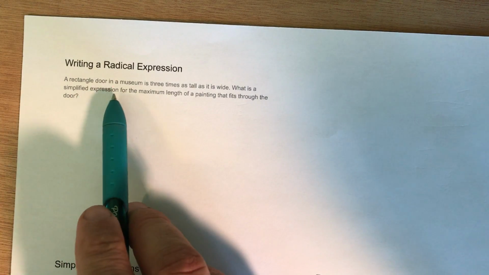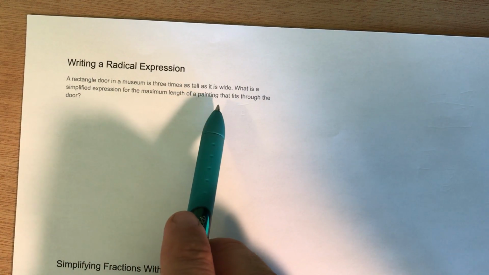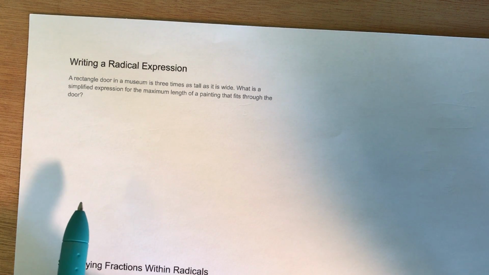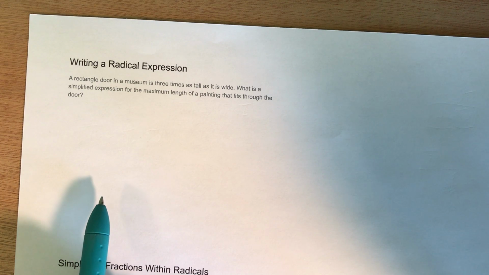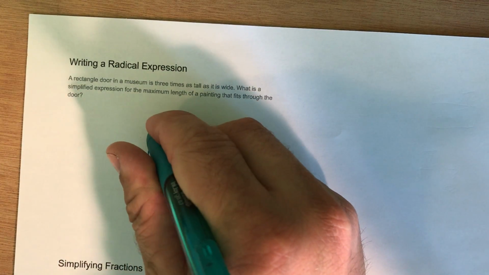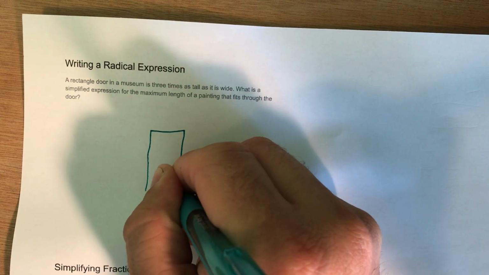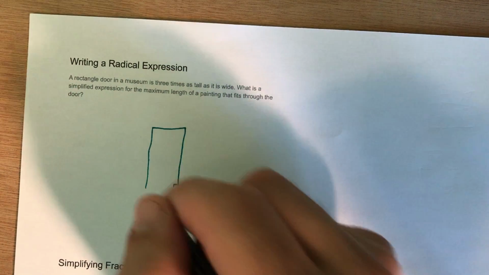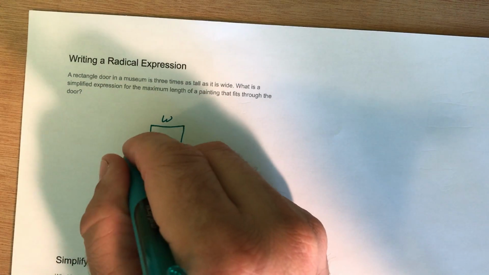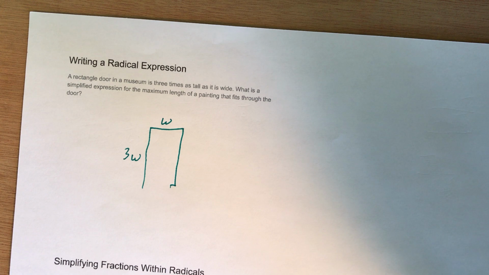Okay, so you want to get this through a door. We can do this. A rectangular door in a museum is 3 times as tall as it is wide. What is the simplified expression for the maximum height of a painting that will fit through this door? Well, your door looks like this. Your height is whatever W is times 3, so 3W.